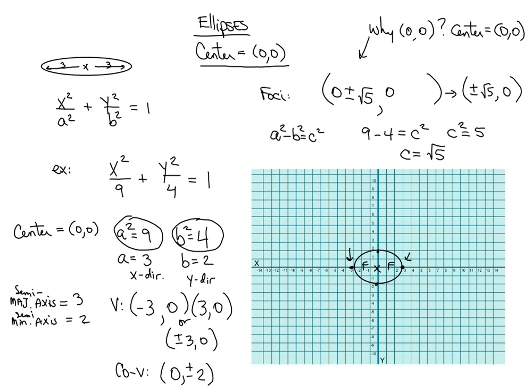So those are your foci. Plus or minus rad 5 comma 0. Is it always going to be plus or minus something comma 0 or 0 comma plus or minus something? Yes, when the center is at 0, 0. But again, if the center was at 1, negative 3, this would now be 1 plus or minus square root of 5 comma negative 3.